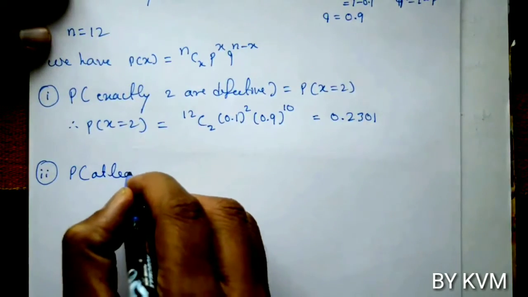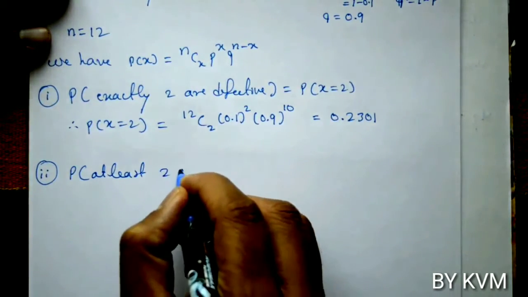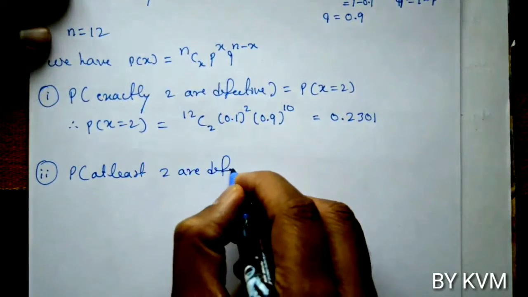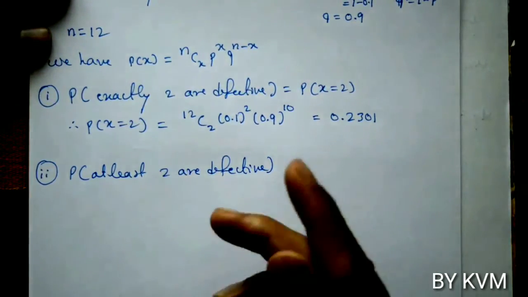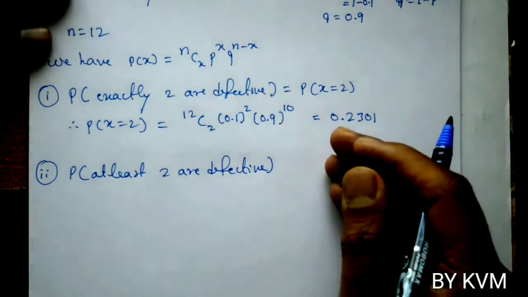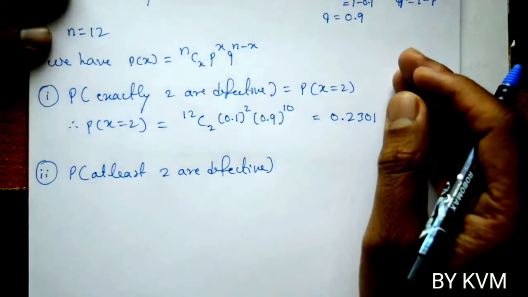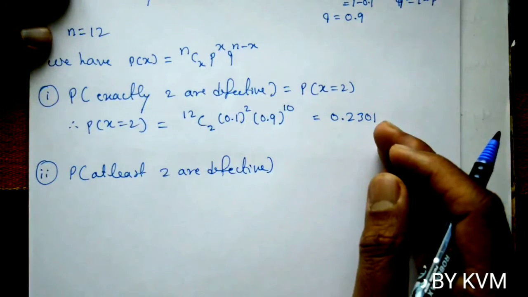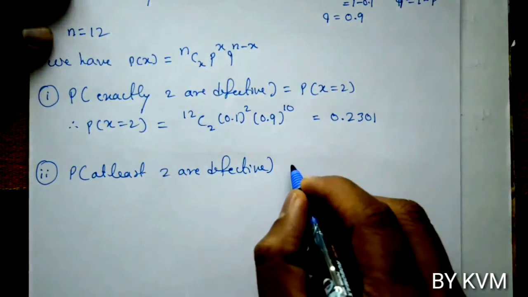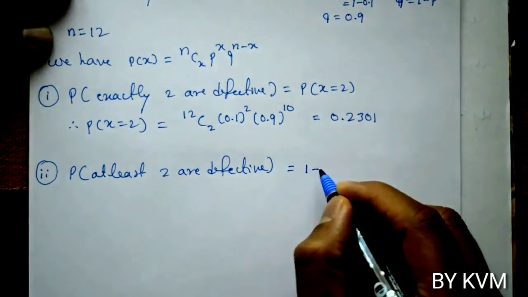Now, second case, probability of at least 2 are defective. At least 2 are defective means a minimum of 2 pens should be defective, or more than 2 pens. It means we have to take probability of 2 plus probability of 3 up to probability of 12, because 12 pens are manufactured.